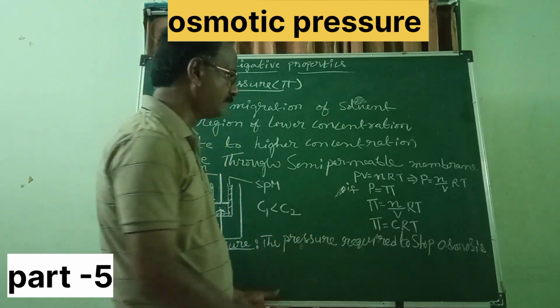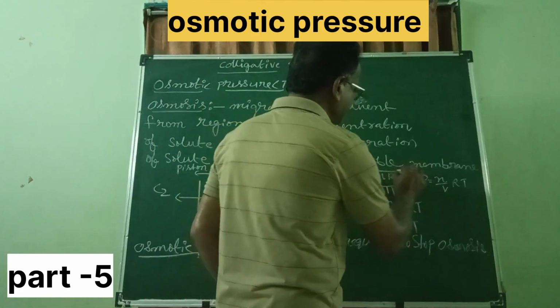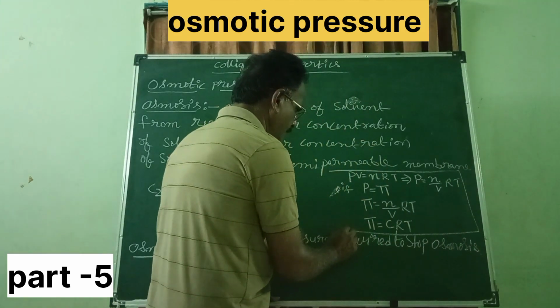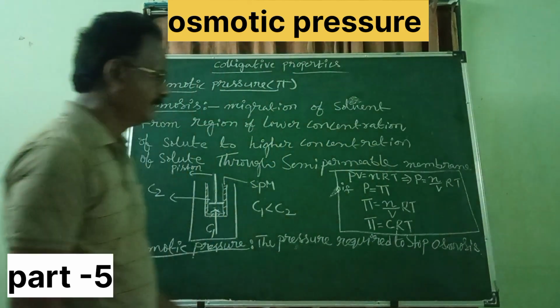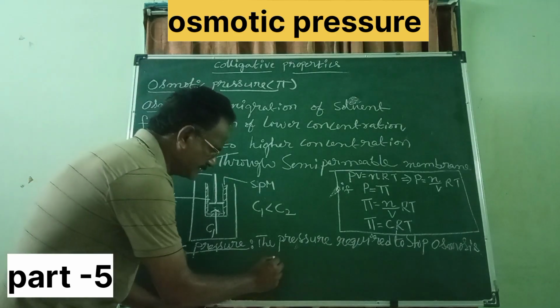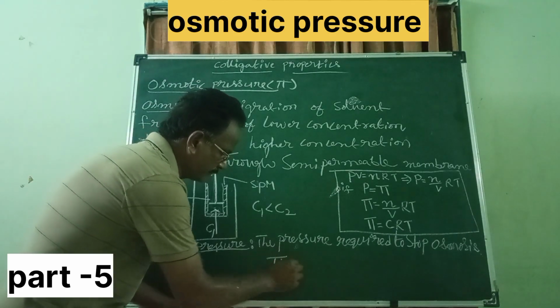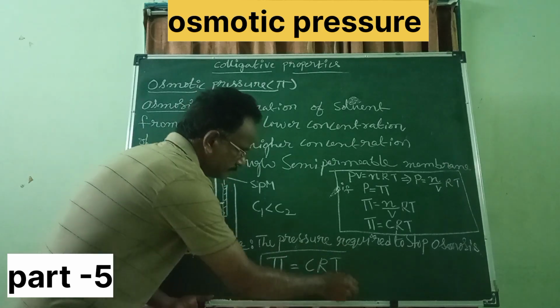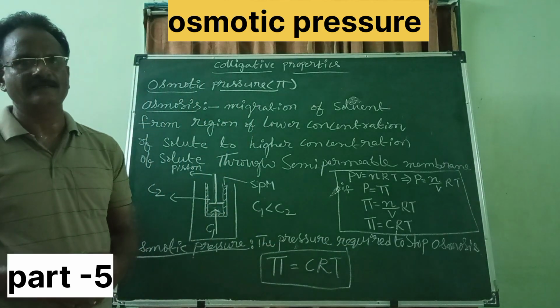So this is about the equation part. Like this we can get an expression for osmotic pressure: pi is equal to CRT. Is it clear? Thank you.